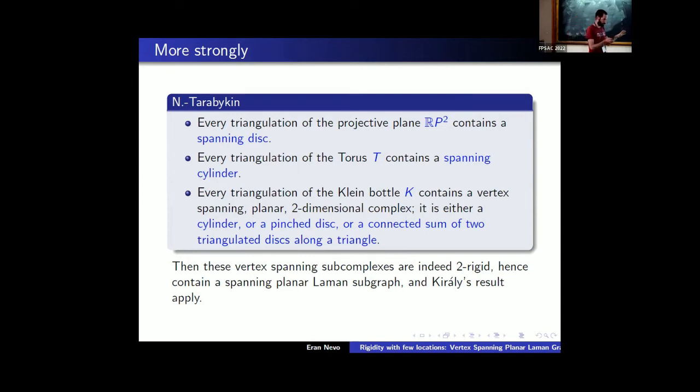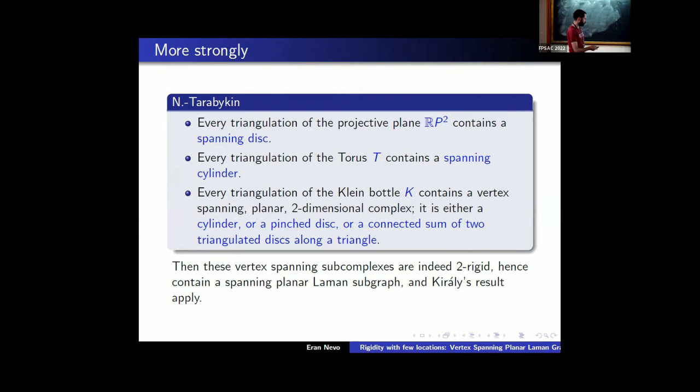We need only a 1-dimensional one. And for every triangulation of the torus, we show it contains a spanning cylinder. Again, it's planar. And every triangulation of the Klein bottle also contains some spanning planar 2-dimensional subcomplex. It is either a cylinder, or a pinched disk, or the connected sum of 2 triangulated disks along a triangle. So you identify a triangle from one disk with a triangle in the other disk, and then you remove the interior. That's the connected sum operation. So this is again planar, because you could fit, say, all of the second disk inside the triangle that you emptied in the first.